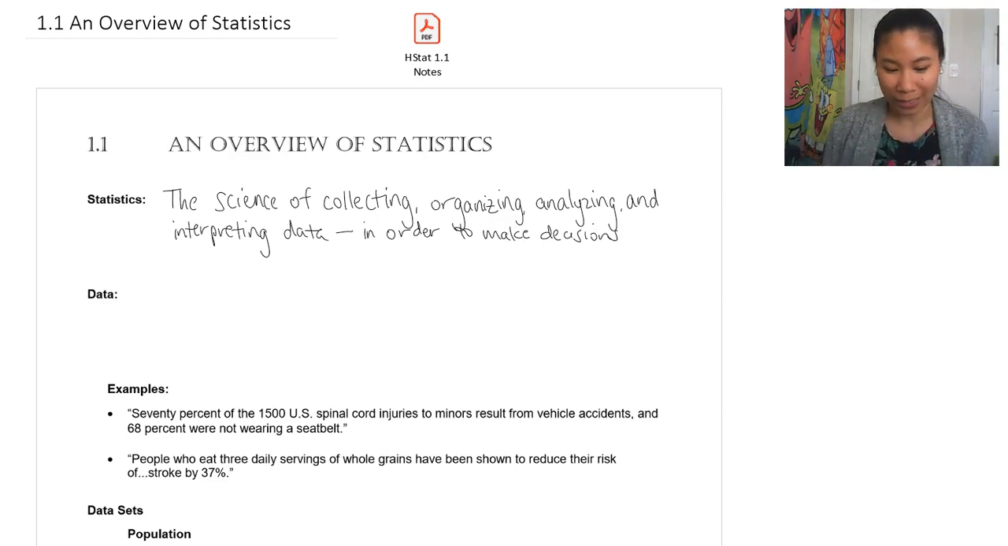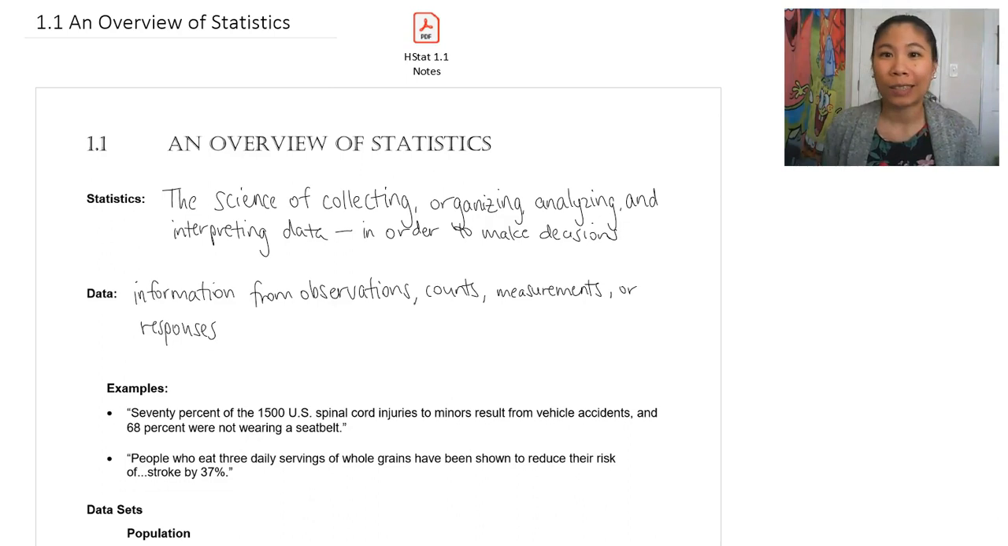So when we collect data, we want to be looking for information from observations, any counts. So if we just count how many people like this or whatever, measurements or responses. So far, these are really basic vocabulary words, stuff that you probably already know or have heard before, maybe just not the exact definition.